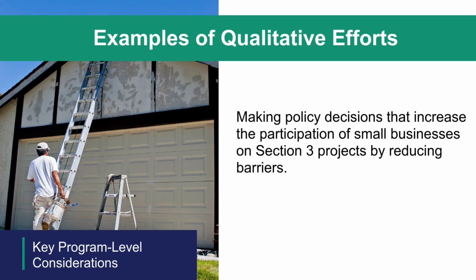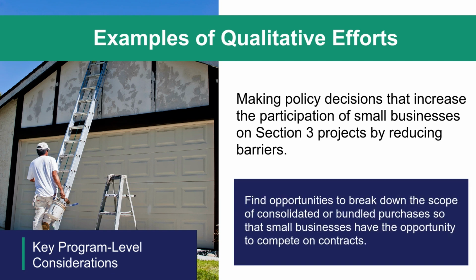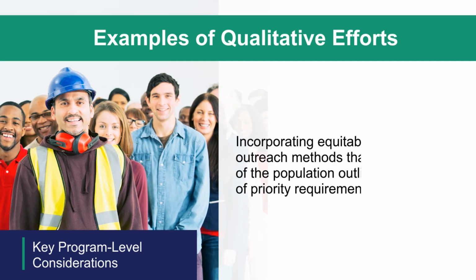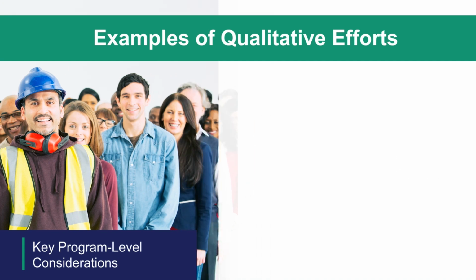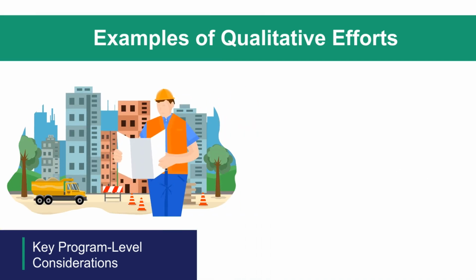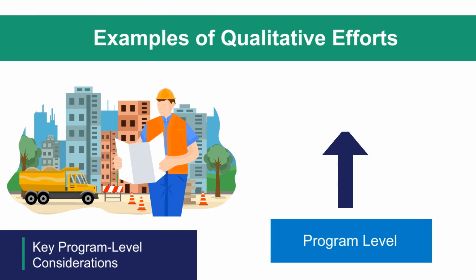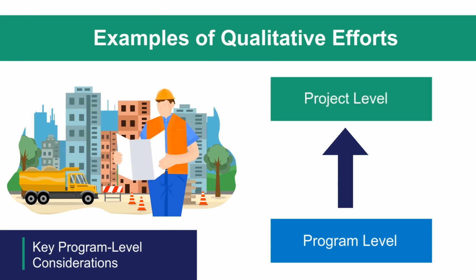Making policy decisions that increase the participation of small businesses on Section 3 projects by reducing barriers, like finding opportunities to break down the scope of consolidated or bundled purchases so that small businesses have the opportunity to compete on contracts, or incorporating equitable and accessible outreach methods that reach segments of the population outlined in the order of priority requirements. Overall, qualitative efforts at the program level should support the qualitative efforts of contractors and subcontractors at the project level.